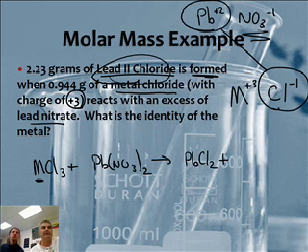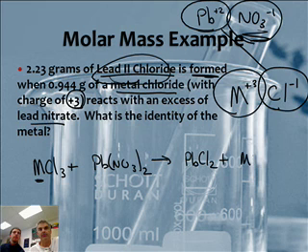Now the other product will be the metal nitrate. We know the charge of the metal is +3. This is a double replacement reaction, right? And the nitrate is going to make M(NO3)3. Now let's write a balanced equation.